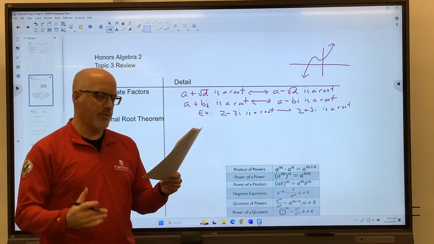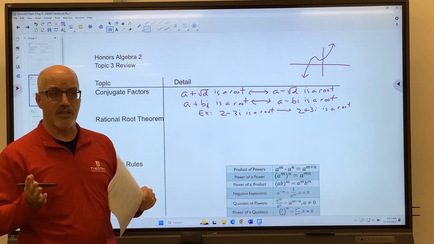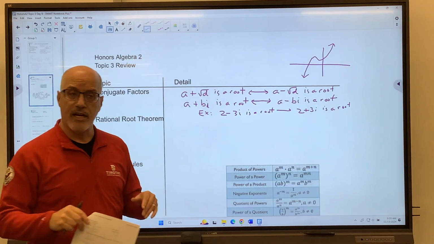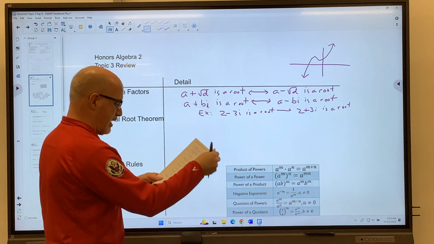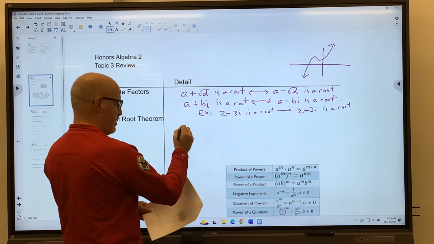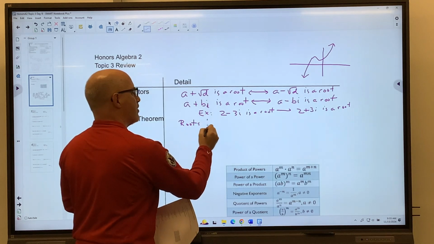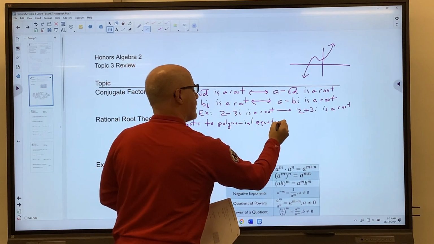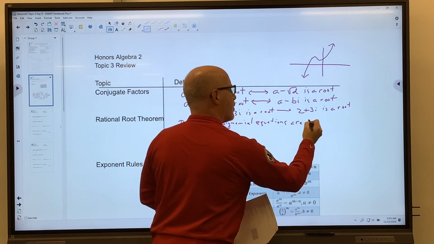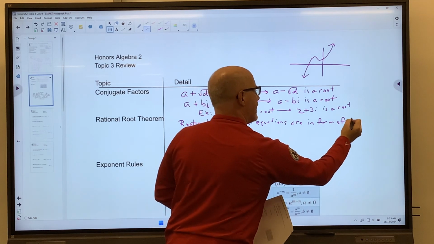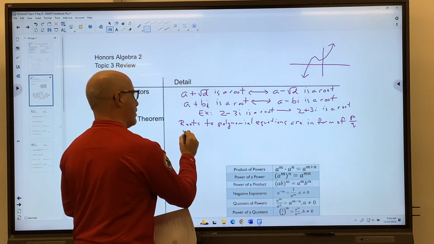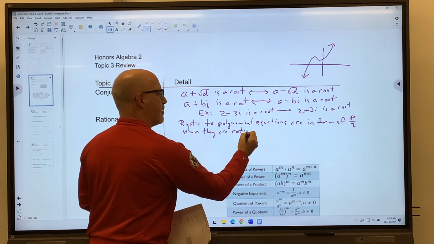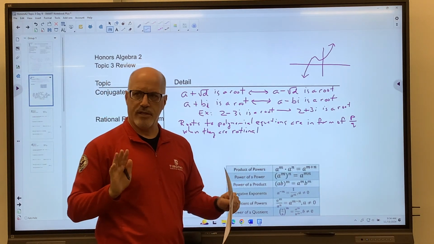All right, rational root theorem. This will hopefully just give you some insights. This is not something you necessarily have to use, but it will give you insights about what the roots will look like. This is when it does cross the axis and we're looking at fractional values for the roots. Okay, the rational root theorem says roots to polynomial equations are in the form of P over Q when they are rational, okay? Now here's the details of it.